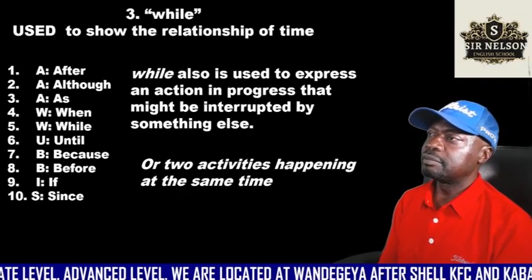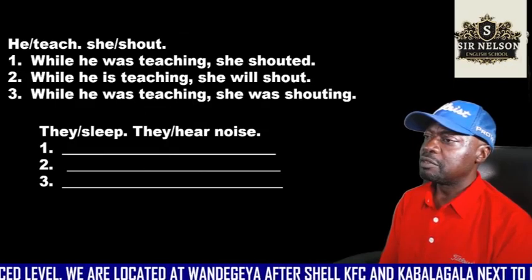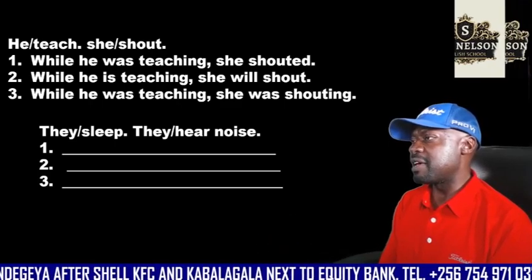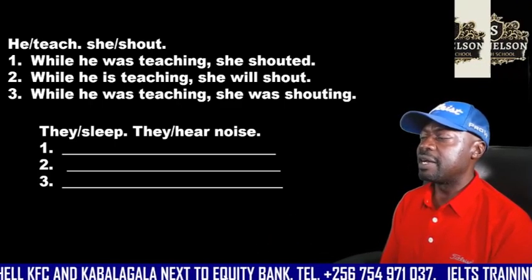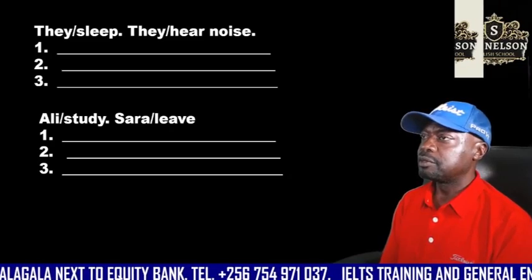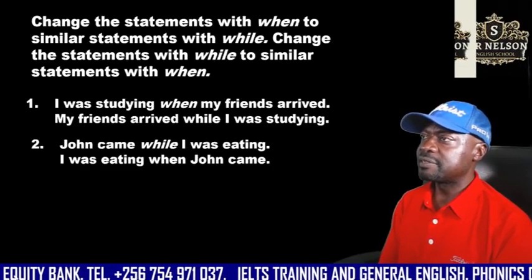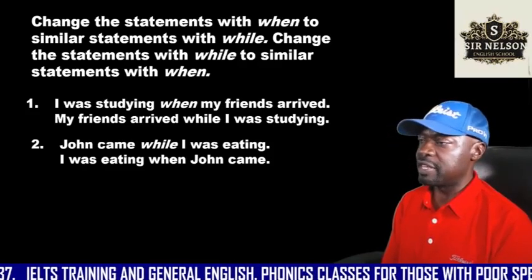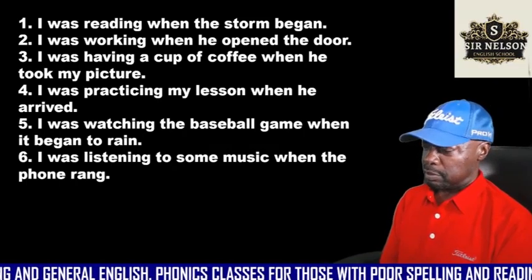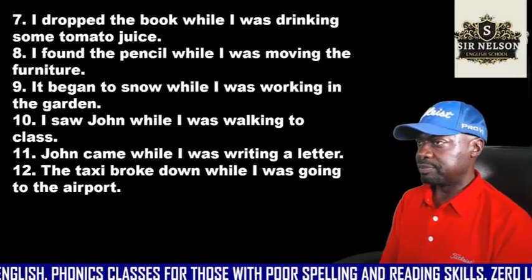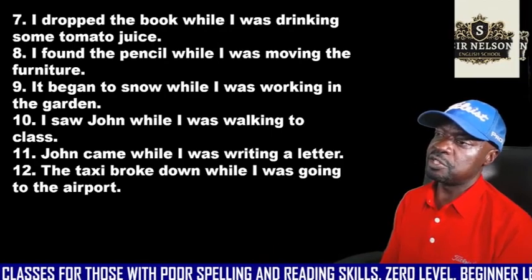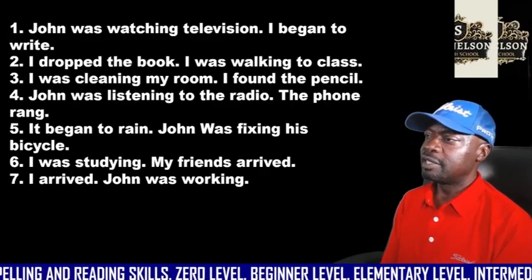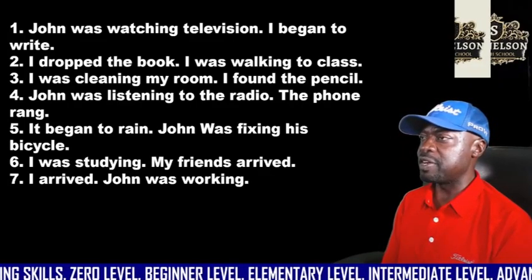While. Follow the example. Remember, after while, we use the past continuous. Then the other independent clause takes the past simple. Use while to connect the sentences. Change the sentences from when to while. Follow the example and you try this. Change the sentences using when. Join the two statements using when or while. All this is aimed at giving you enough practice.